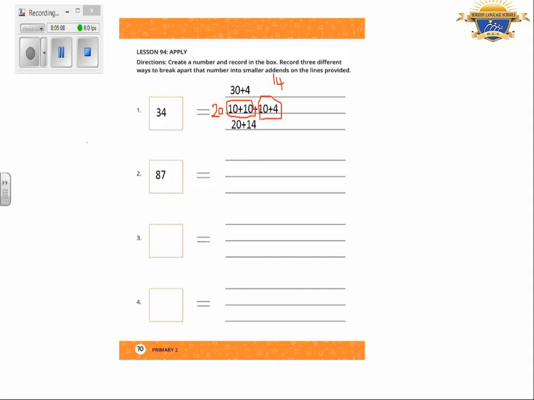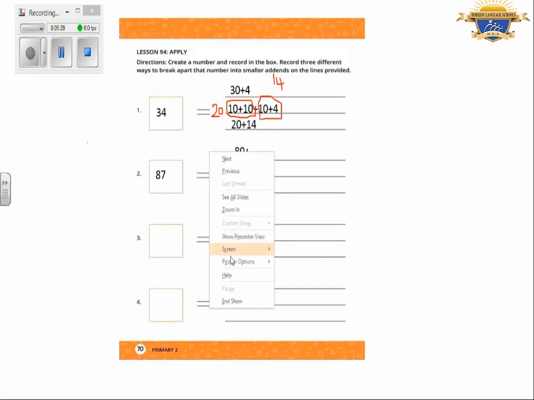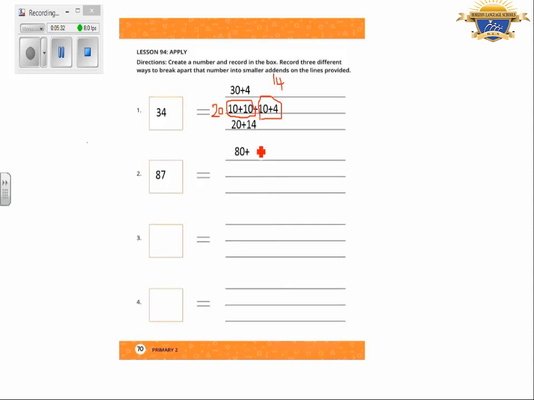Let's at first decompose number 87 into tens and ones. I have here 8 tens and 7 ones. So 8 in tens equal 80 and 7 in ones equal 7. So the first one is 80 plus, as I said, 7. Because I have here 8 tens and 7 ones. Okay. The second way I can decompose number 87.